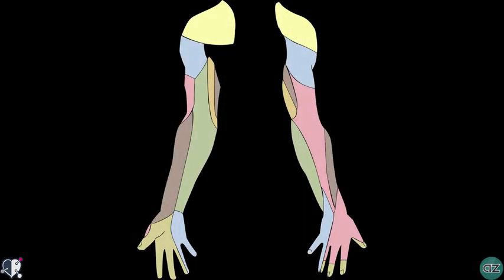With regard to sensory function, the radial nerve innervates most of the skin of the posterior side of the forearm and the dorsal surface of the lateral side of the palm and lateral 3.5 digits. You can see this sensory distribution illustrated by the red shading in this diagram.